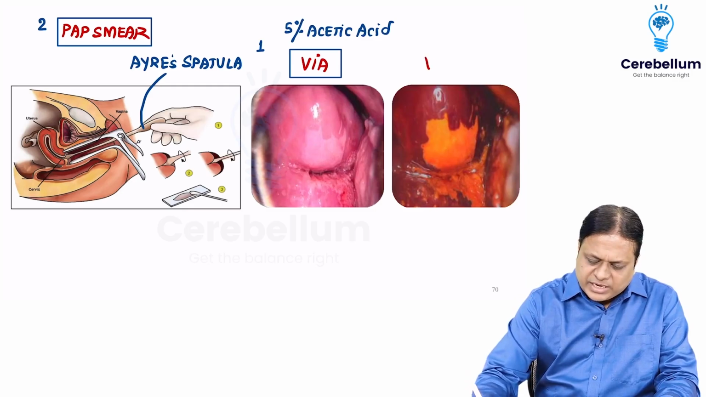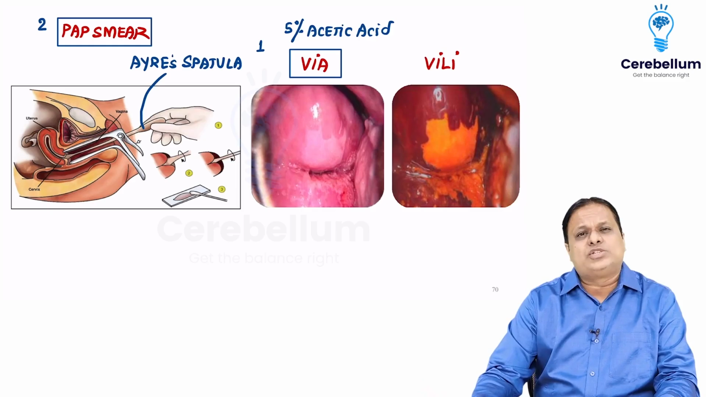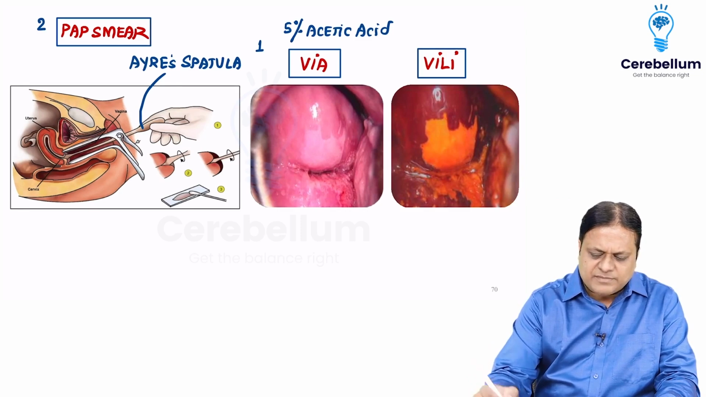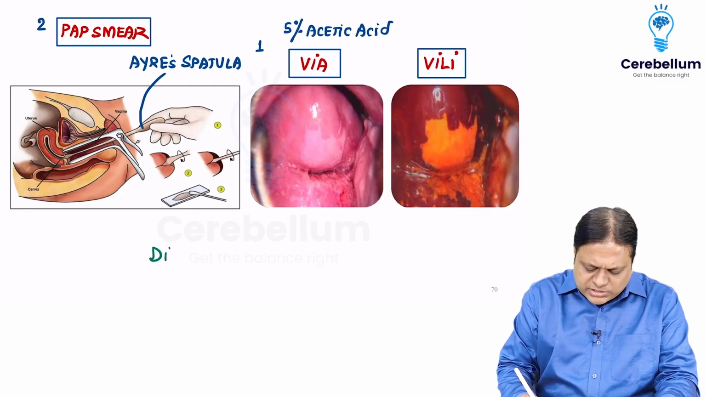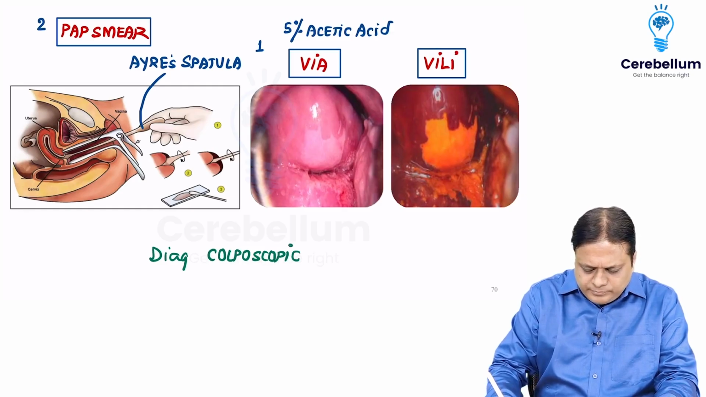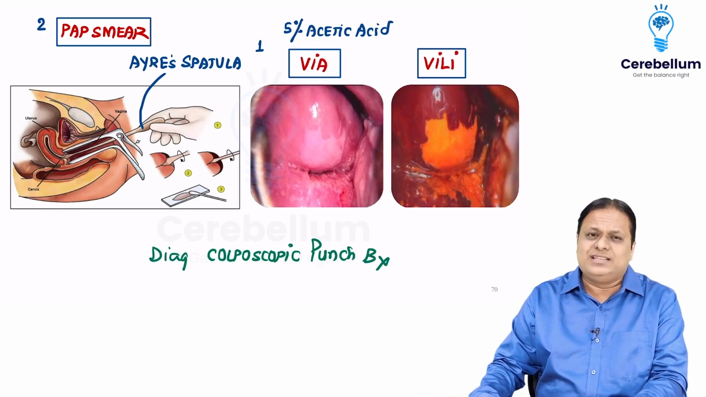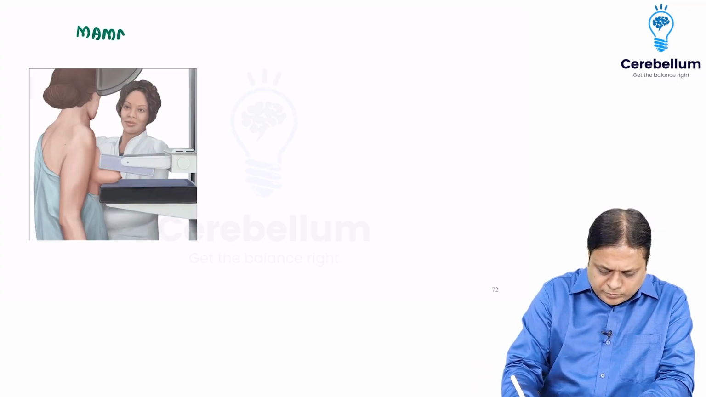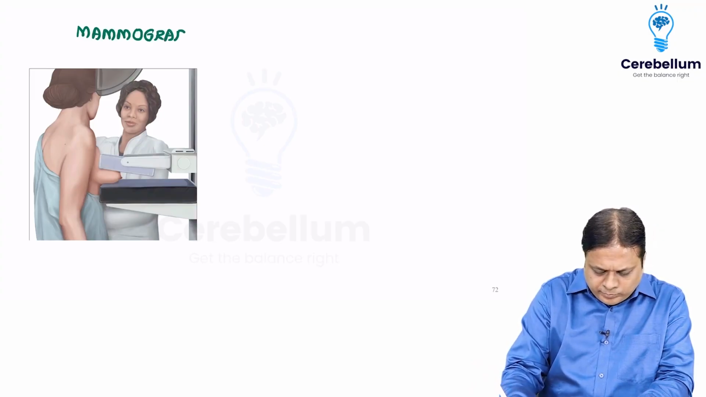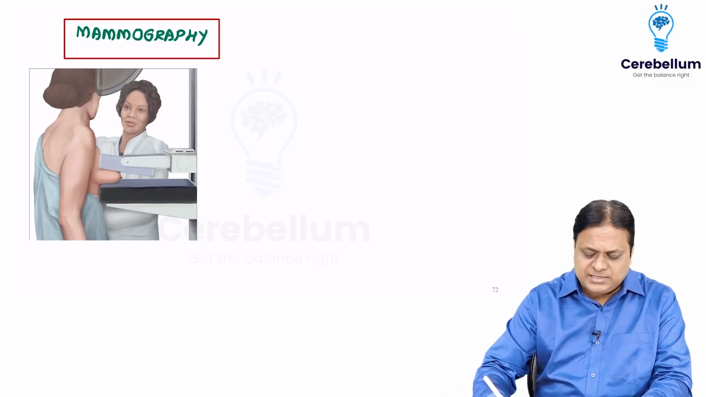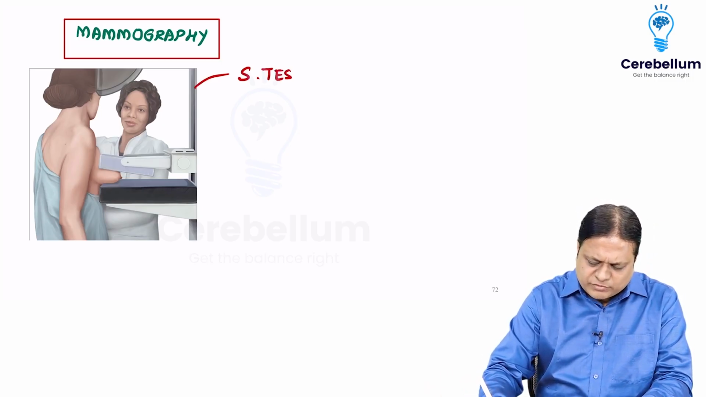Also, we can use VILI test. Visual inspection of cervix with Lugol's iodine. Now, please remember, after the screening test is done and it comes positive, diagnosis is confirmed by colposcopic punch biopsy. For breast cancer in the country, this is, yes, mammography. It is the screening test of choice for, yes, it is the screening test of choice for breast cancer in our population.